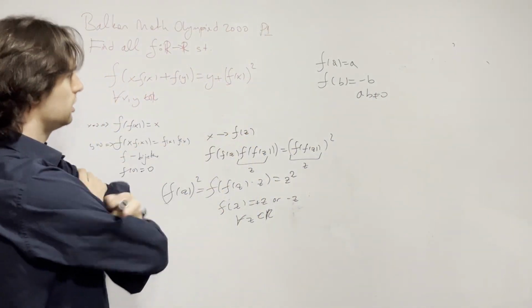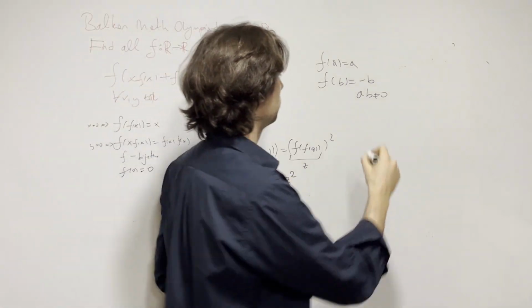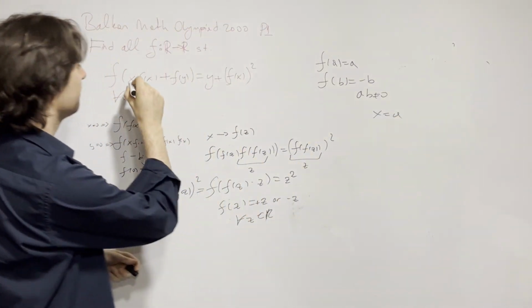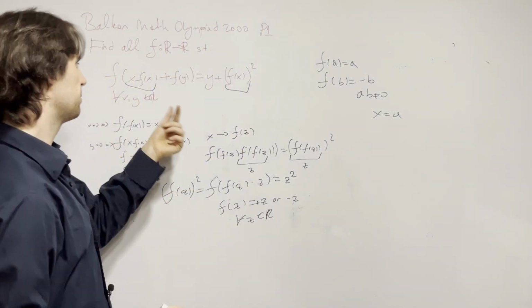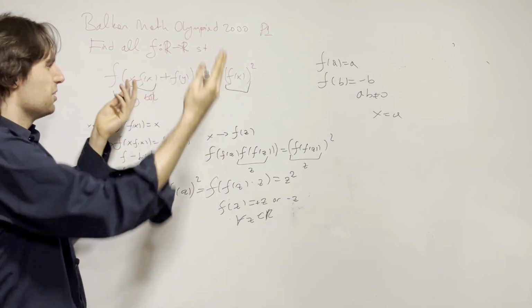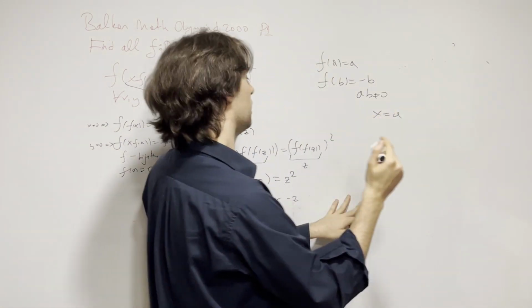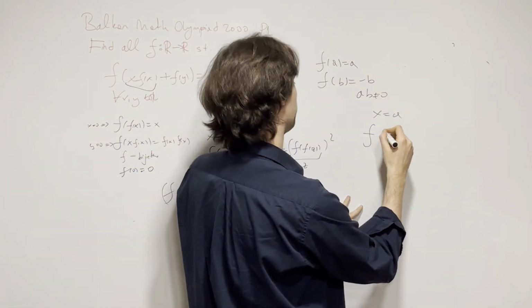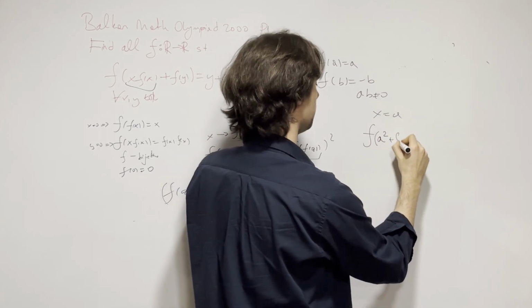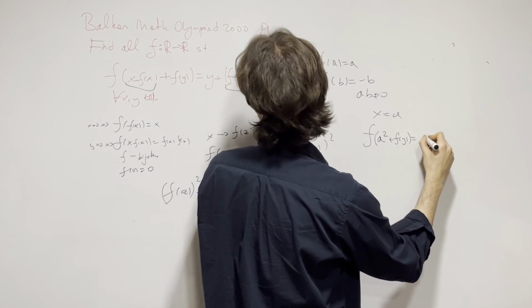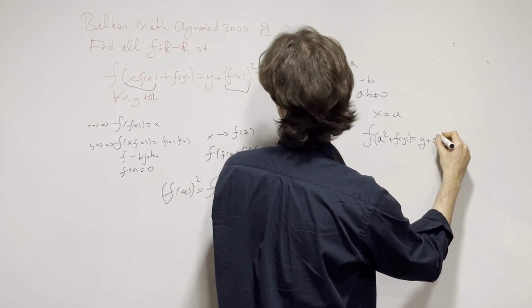So let's see, we want to use this somehow. So let's say x is equal to a. I get two values right away. If I put y, I just get this, and then I have two more unknowns. What's happening? I don't know. So let's just put x is equal to a. And what do I have? I have f of a squared plus f of y is going to equal y plus a squared.